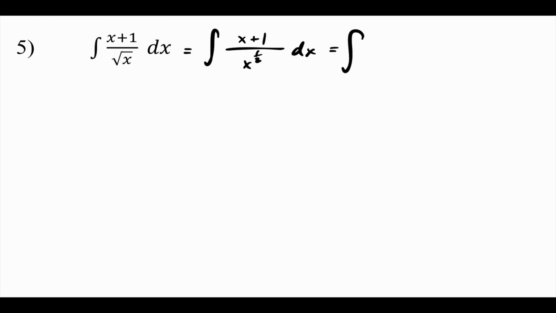You could also do that. You could also move it up. That would work too. You could also move it up and then distribute. That would work too. Or you can say, okay, so x is divided by x to the 1/2. 1 is divided by x to the 1/2.